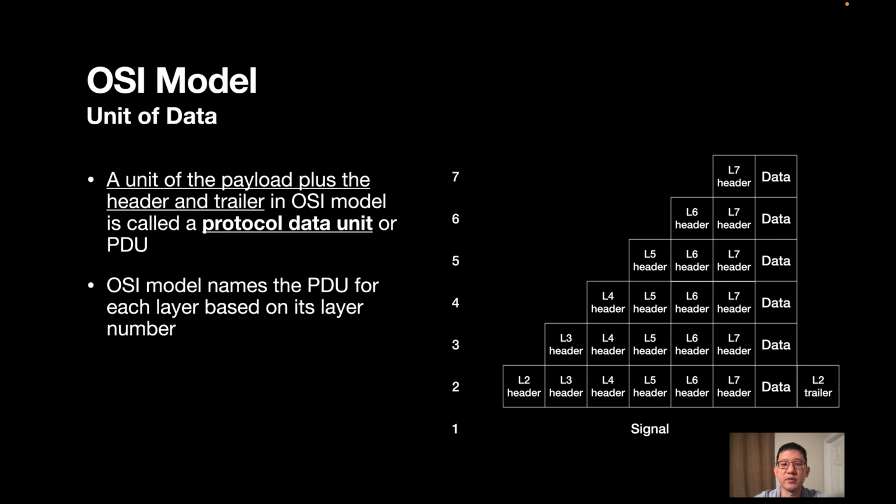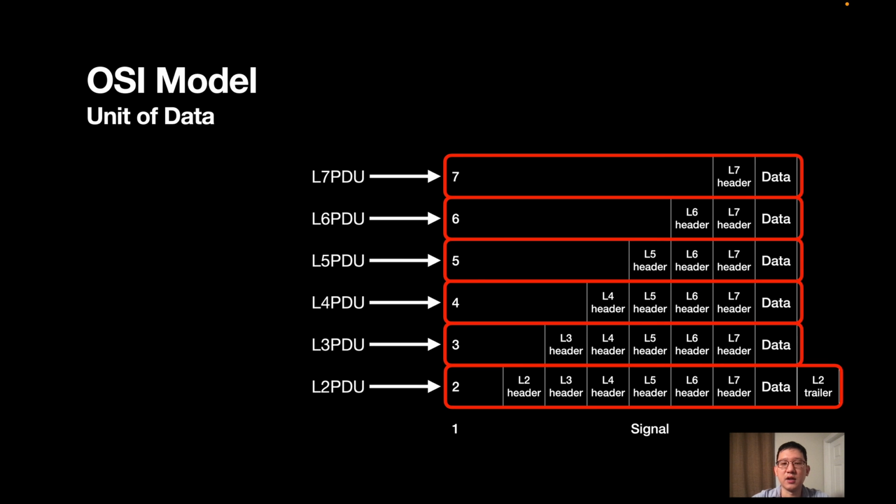So there's one last bit of terminology that we need to cover before we wrap up, and that has to do with unit of data. A unit of the payload plus the header and trailer for that layer in the OSI model is called a protocol data unit, or PDU, and the OSI model names the PDU for each layer based on its layer number. And you can see here, it is very straightforward. So layer 7's PDU is called L7 PDU. For layer 6, L6 PDU, and L5, L4, L3, and L2 PDUs.